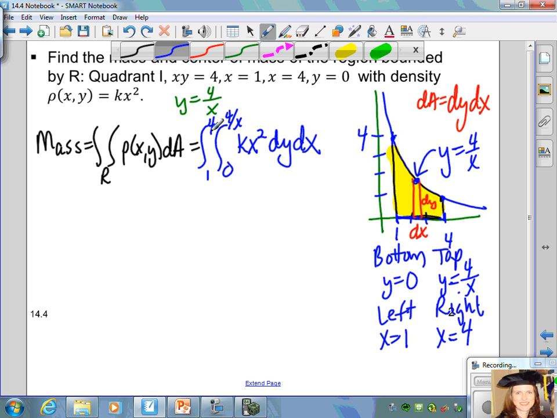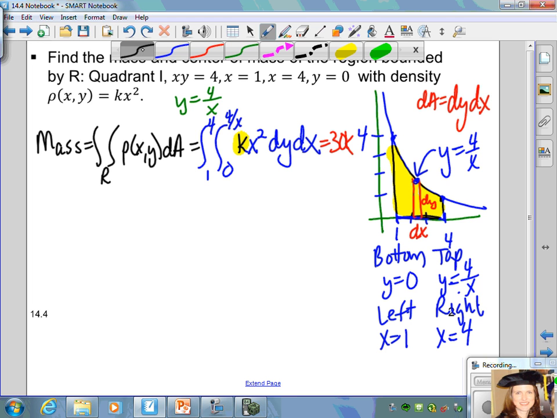Now, I won't go through the steps of evaluating this integral. We've practiced evaluating integrals quite a few times. I do want to point out that this k is a constant. You can bring that out in front, evaluate it, and the answer would be 30k. So the mass of that shaded region is 30k.